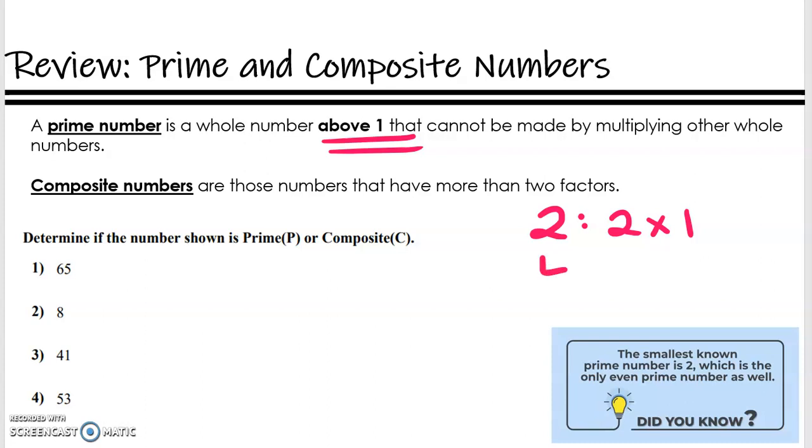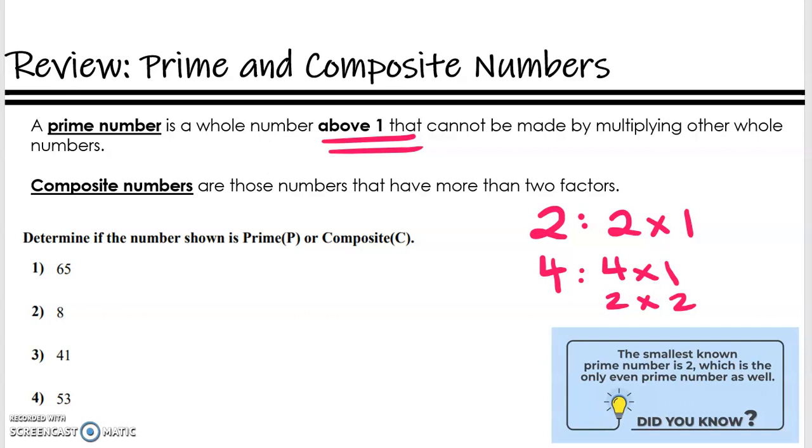So the number 4 is composite because you can do 4 times 1 and you can do 2 times 2. The reason that 1 is not prime is because it only has 1 factor, 1 times 1. So again, a prime number is above 1. 2 is the smallest prime number, and then it can go up from there.